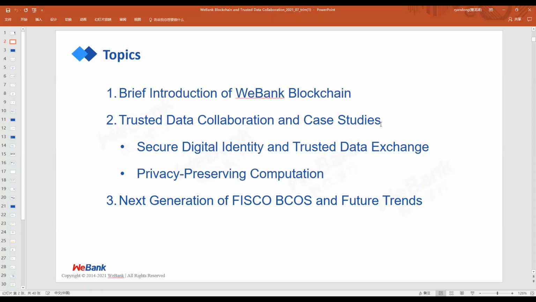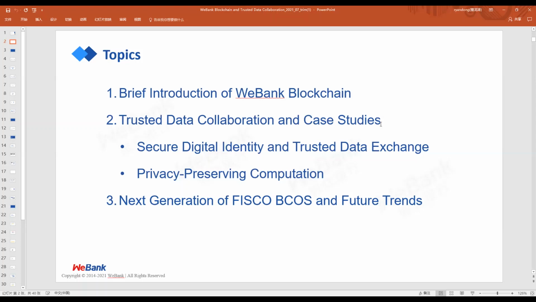The second part is a trusted data collaboration use case study. Essentially, there are some examples of how we can use blockchain and the related technology. When I talk about blockchain, it's not just a blockchain. There is more infrastructure and other technology that can be built together with blockchain. In this way, we can do more than what the native original blockchain can do. So in this part, I'll show you some case studies to demonstrate this capability.